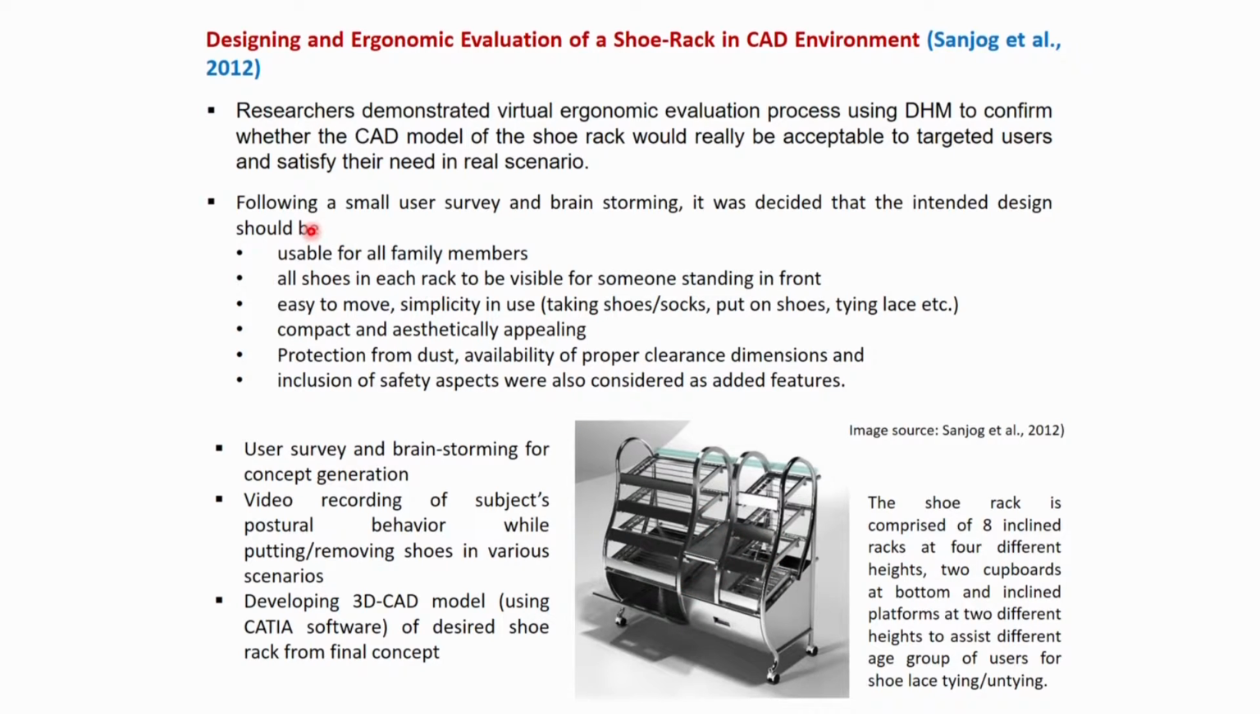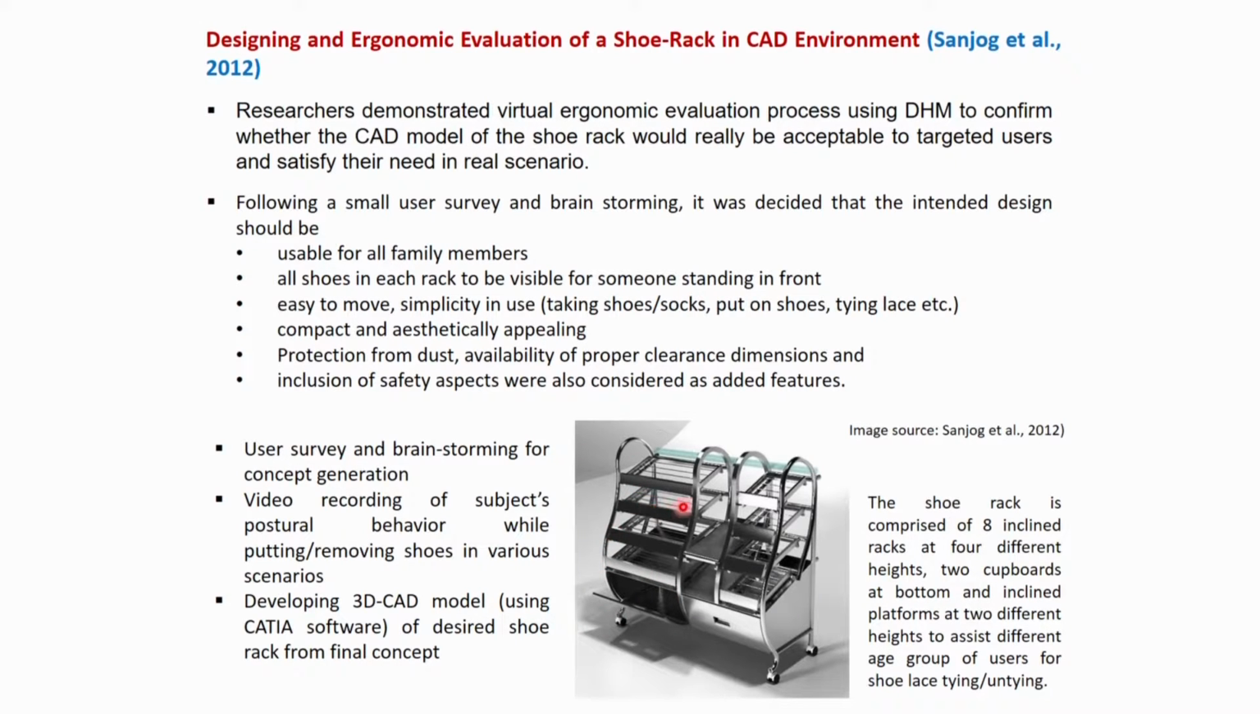So for that purpose, following a small user survey and brainstorming, researchers decided that a few basic features should be incorporated in the design. So what are those basic features? First, they thought it should be usable for all family members of a small family. Second, all shoes in each rack should be visible to someone standing in front. So if this is the shoe rack, while someone is standing in front of it, he or she should be able to see all the shoes kept in the different racks.